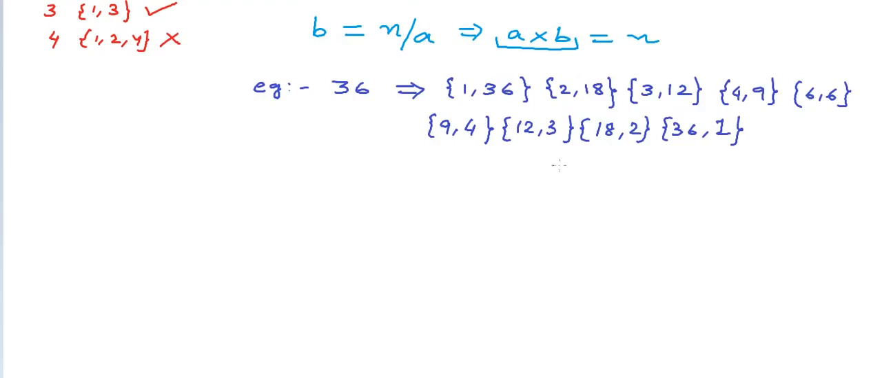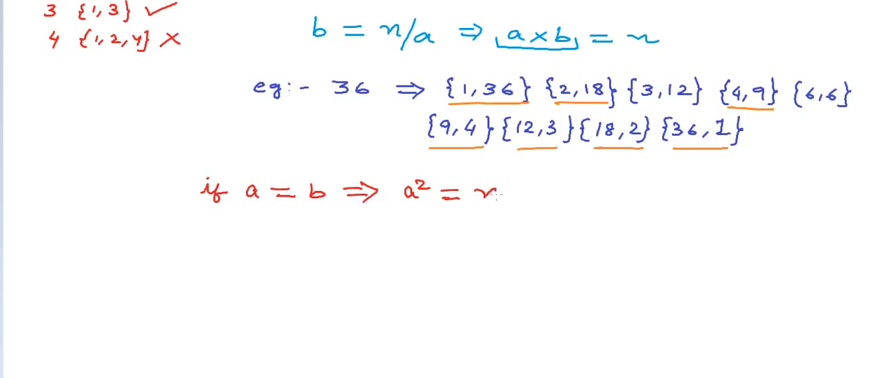If you carefully see, we can see a pattern here that the pairs are repeating. Only the order is different, but the numbers are the same. So we have 9 and 4 and we have 4 and 9, 12 and 3, 3 and 12, 18 and 2, 2 and 18, 36 and 1, 1 and 36. So we're getting the same pairs again. For a and b, there can be a case when a is equal to b, and that would happen only if n is a perfect square, and in this case this equation will translate to a squared is equal to n, or a is equal to square root of n. In our example, 36 is a perfect square, so we are able to get such a pair of cofactors where a is equal to b.